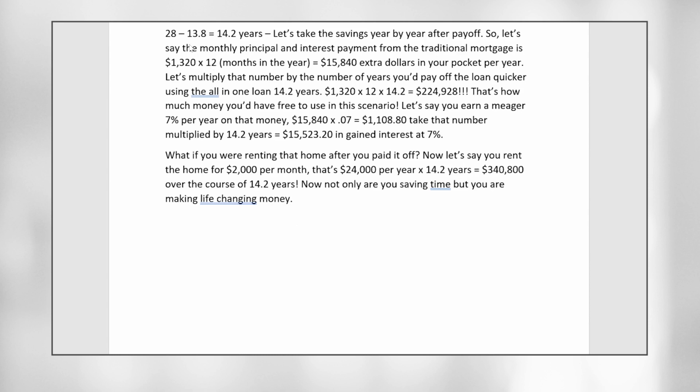So let's say the monthly principal and interest payment for the traditional mortgage, that was $1,320, if you remember from the scenario, times 12. That's $15,840 extra dollars that you can be using for other things per year. So we're going to multiply that number by the 14.2 years and see what it comes out to. So 1,320 times 12 times 14.2 equals $224,928. So that's kind of a huge number, even over 14.2 years.